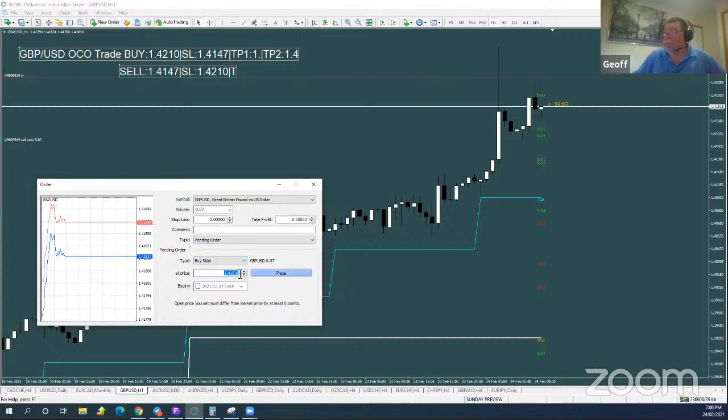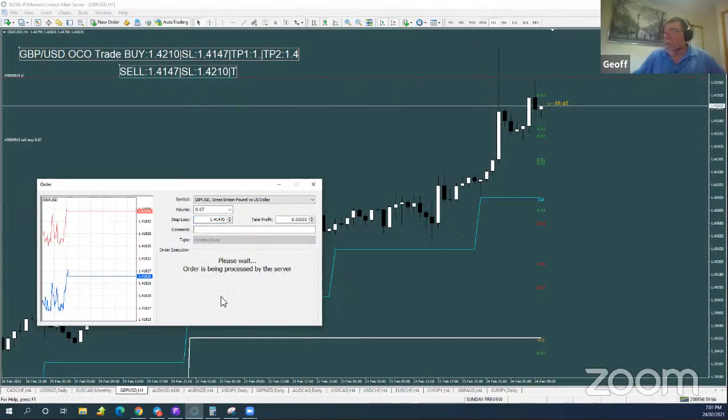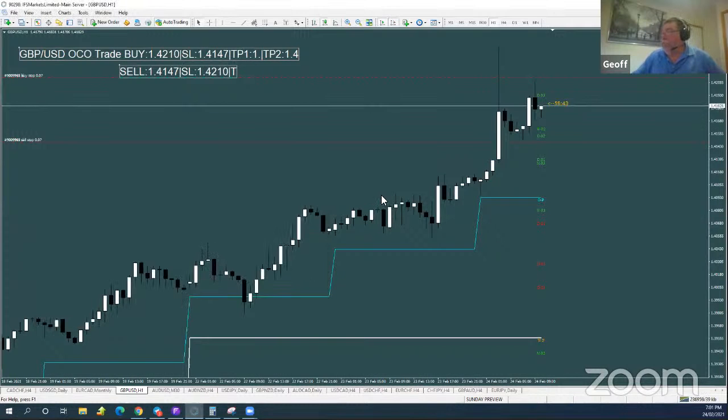At 1.4210. And the stop loss will be 1.4147. Now, those of you, again, here for the first time, if you want to know my version of this, it is trade the top of that bar, rounded up to the nearest pip, with the stop loss below it, and we take profit at half of whatever the risk was.